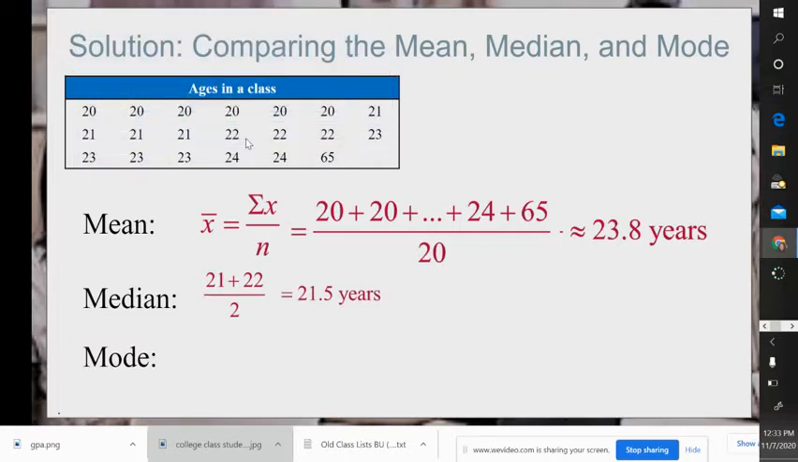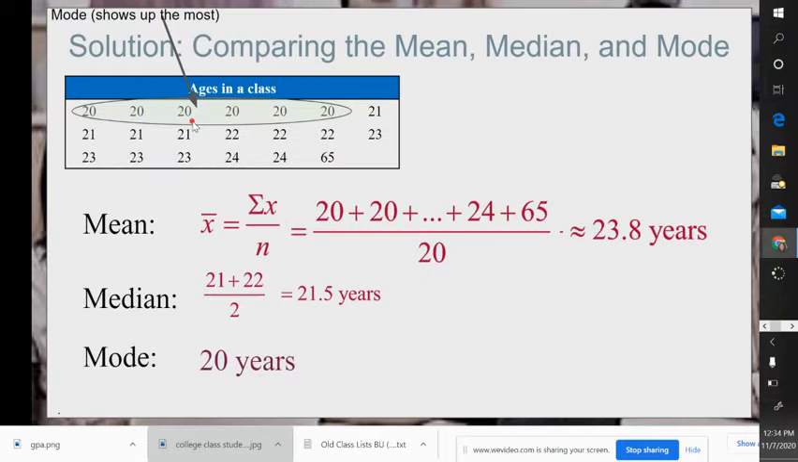And then the mode: which number shows up the most? We've got a whole bunch of 20s in here. All of those 20s, that's the one that shows up the most. There are 6 of those. There are only 4 of the 21s, 3 of the 22s, 4 of the 23s, 2 of the 24s, and one 65. So that one definitely shows up the most. The mode is 20 years.